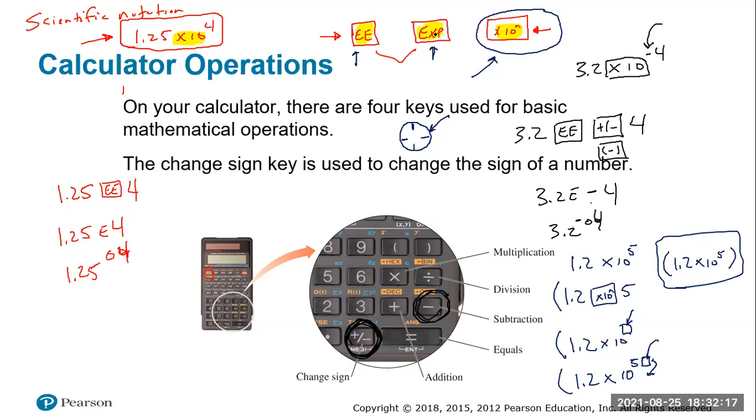Any questions on our first calculator type of definitions here? And again, we will talk about how to punch these things in as we go through it, and hopefully make sure that you properly understand it.